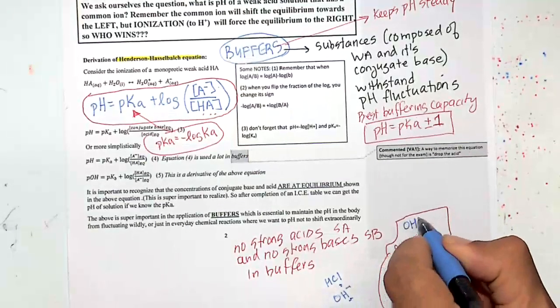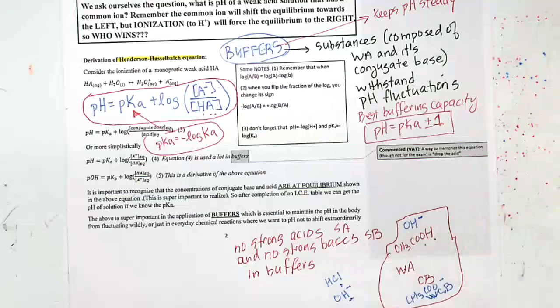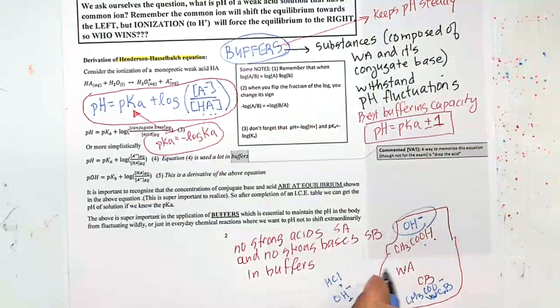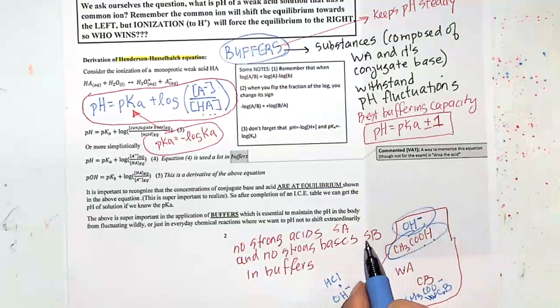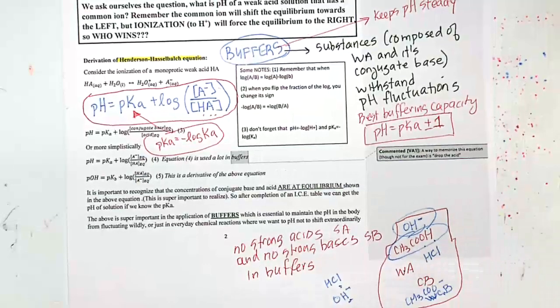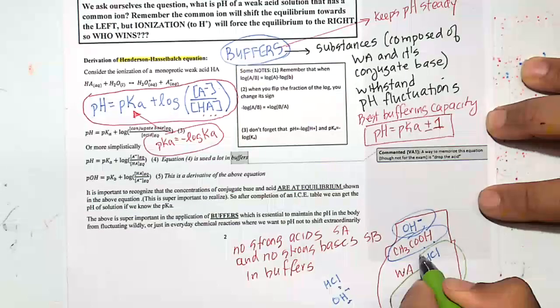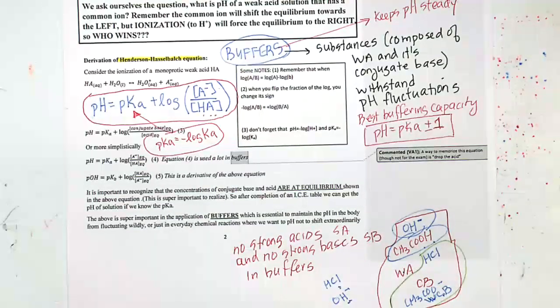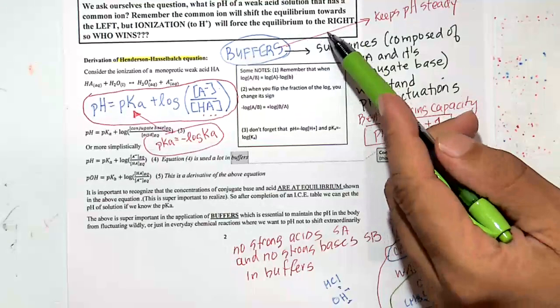But the minute you add a strong base as a component of your buffer, all bets are off. The game is over. Why? If you have OH in your buffer, what will it do? It will eat up all of this. If your buffer contains HCl, what will it do? It will eat up all the base. So the strong base will eat up all the acid, and the strong acid will eat up all the base. That's not how you make a buffer. That's not how you keep the pH steady.